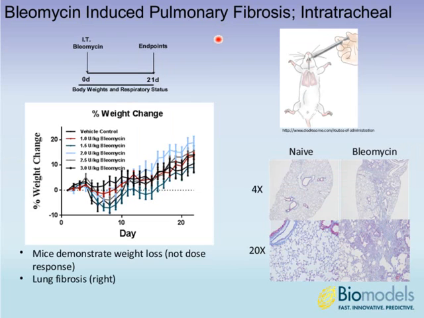For the intratracheal-induced pulmonary fibrosis, again, this is only a single administration on day 0. Our endpoints are on day 21. And in this case, we also see weight loss, a milder weight loss in these animals, but interestingly, it's not dose-responsive. And again, in these animals, you can see naive animals compared to bleomycin-induced fibrosis. We see some fibrotic areas and inflammation in these models.